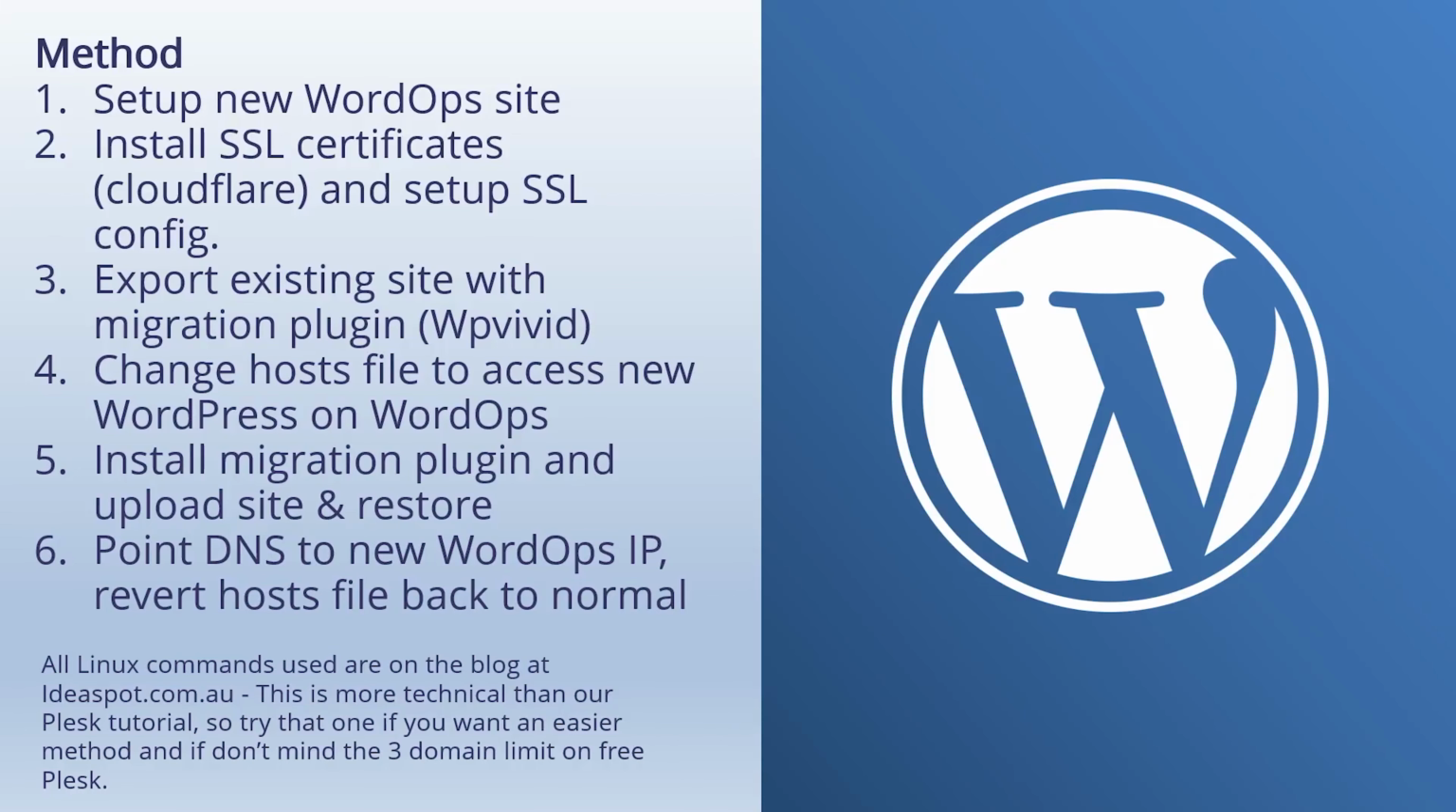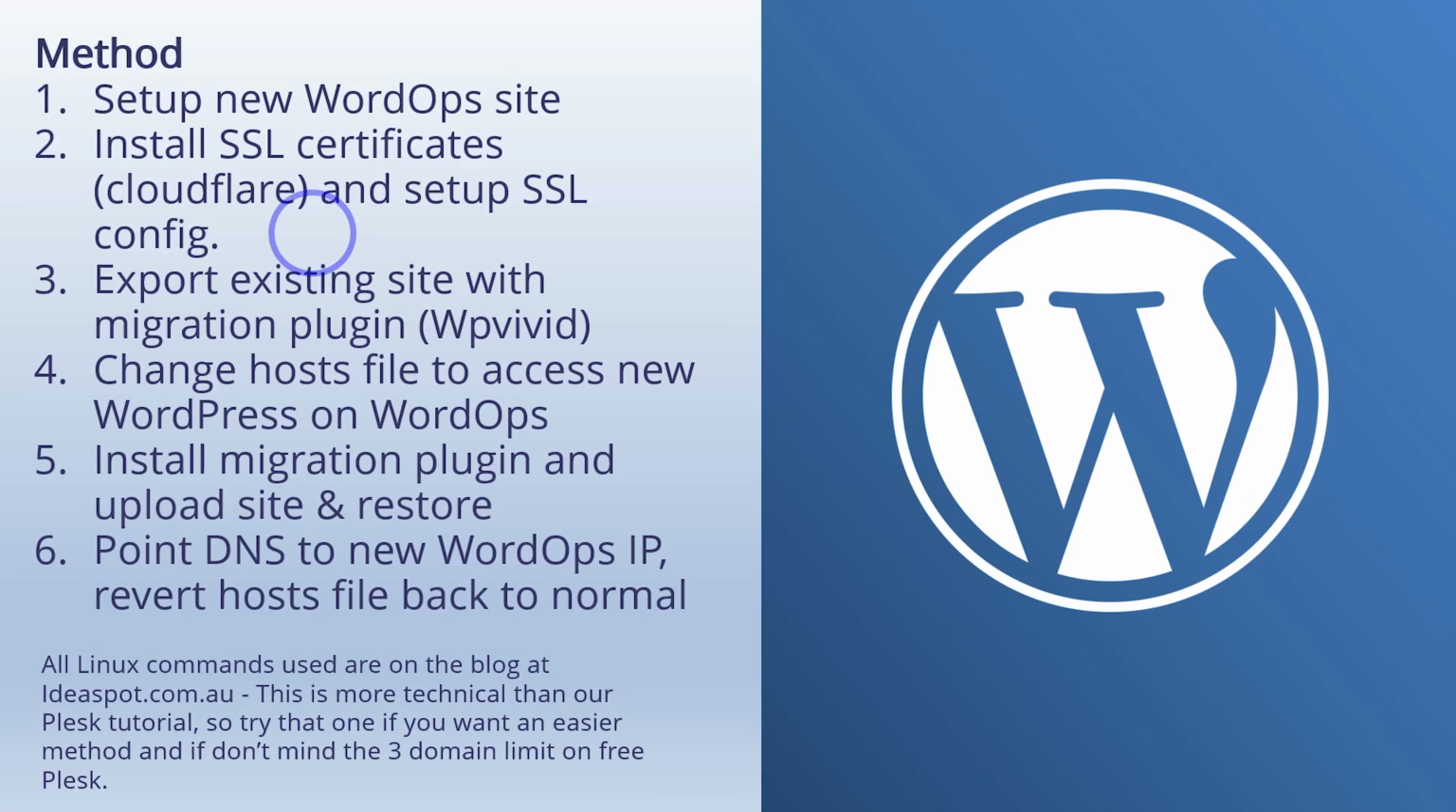Before we start, I'll give a quick overview on how this tutorial is going to work. So step one, we're going to set up a new WordOps site. We're going to be using a Vultr VPS to do that. Once we've done that, we are going to install the SSL certificates. So I'm going to manually take Cloudflare SSL certificates, upload them onto our WordOps site and set up an SSL config file for our site. So we're going to do that through WordOps.